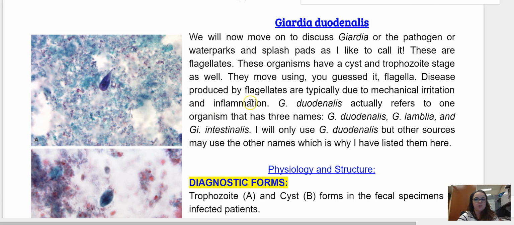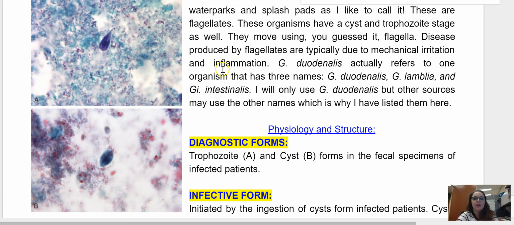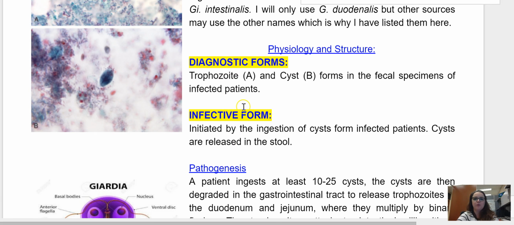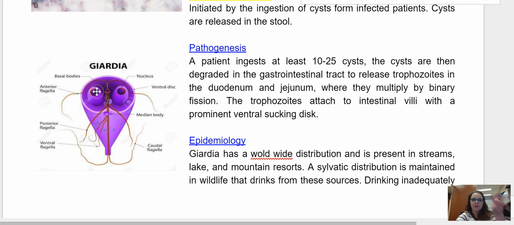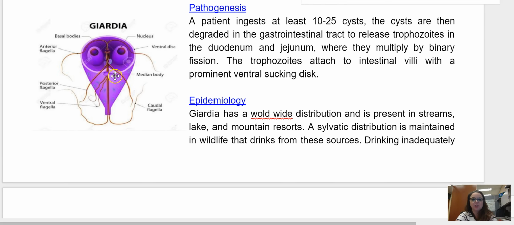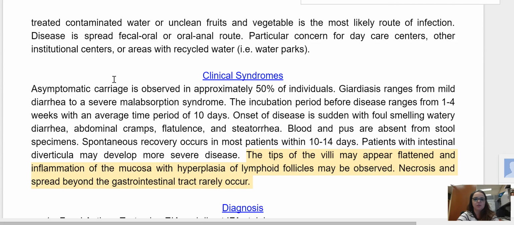Giardia, you have to know Giardia. Giardia is the most common parasite diagnosed in the US. It's also a major pathogen of our best friends, the dogs, and other animals that drink standing water outside. Once again, diagnostic and infective form, you've got to know that. I show this because it actually has a pretty interesting shape. This is basically a vacuum on the organism, and it allows them to suck onto our epithelial tract and attach there. So it's a neat adherence structure.